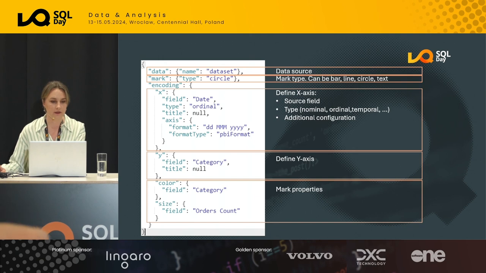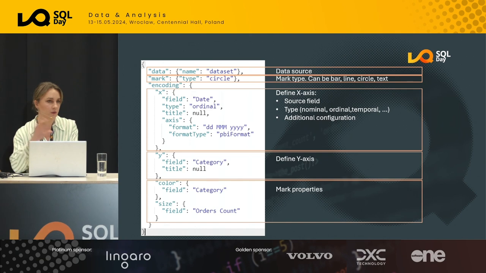And I have a slide like this here. This is the code snippet from the example that you just saw in Power BI with some explanations. We have a data source, which is our data set, the fields from the box actually. Next one, we have the mark definition. Here we just define its type, it's a circle. It can be bar, line, circle, text, and many others. I will dive into some details a bit later.